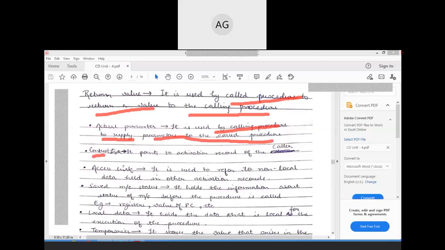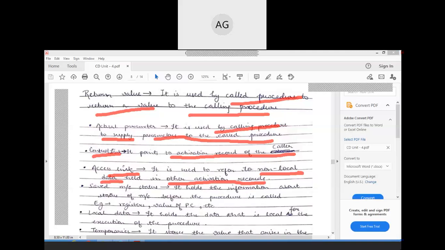Then the control link. The third field is the control link. It points to the activation record of the caller, meaning the procedure which is calling. And then the fourth is the access link. It is used to refer to non-local data. Non-local data is sometimes called global data held in other activation records. As you know, there are two types of data available, one is global data and the second is local data. So here they are talking about non-local data, meaning global data.